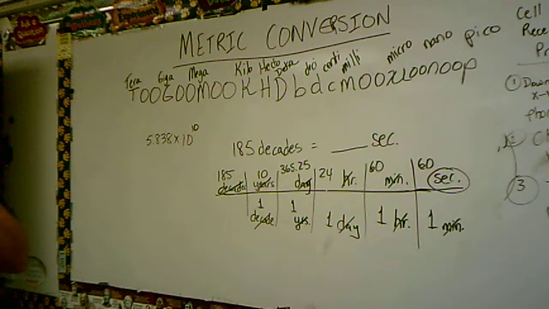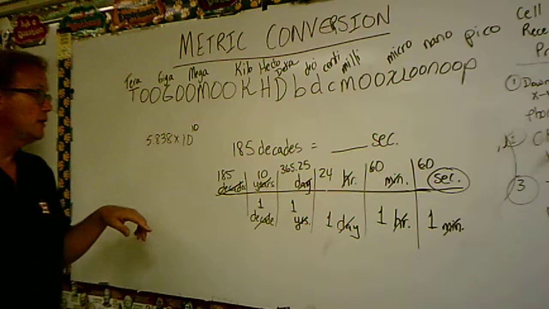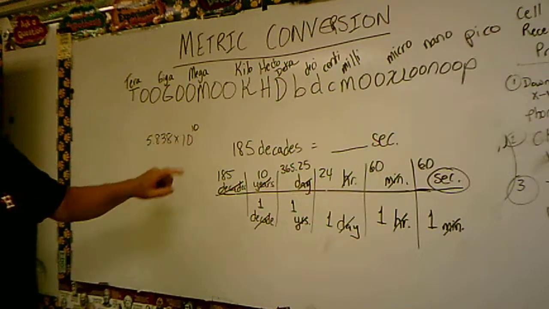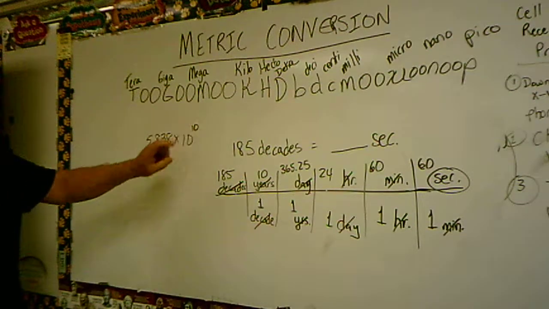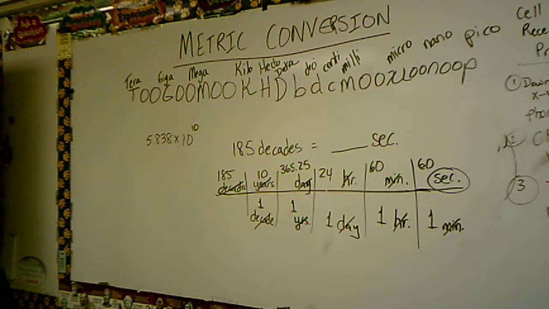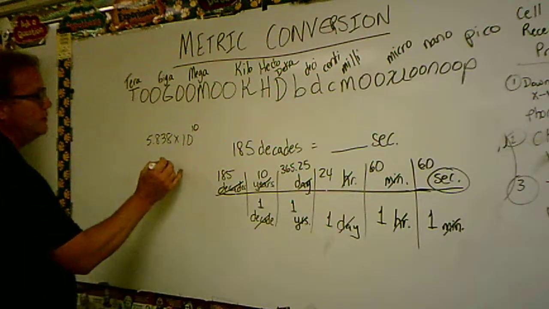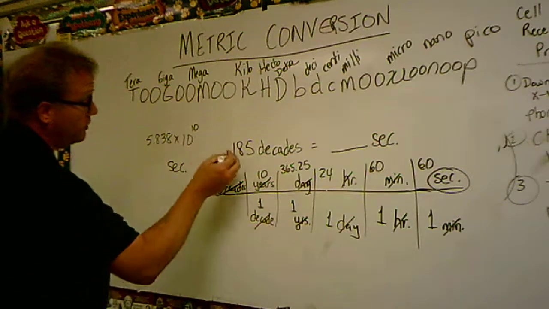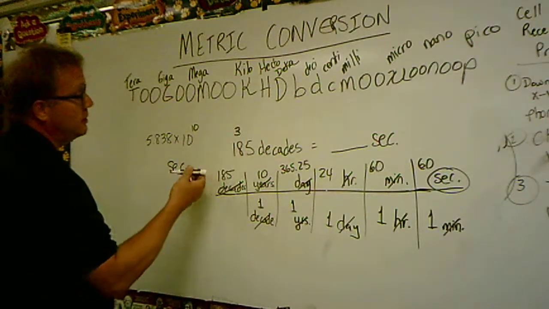Now remember, if you're using the kind of calculator we are, it's just going to say E10, which means the same thing as times 10 to the 10th. That would be seconds. We still have to deal with significant figures. We have 3 because they all count.